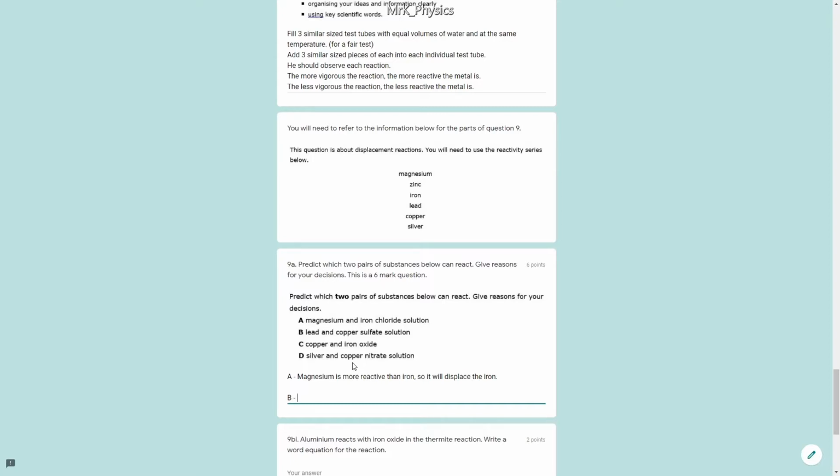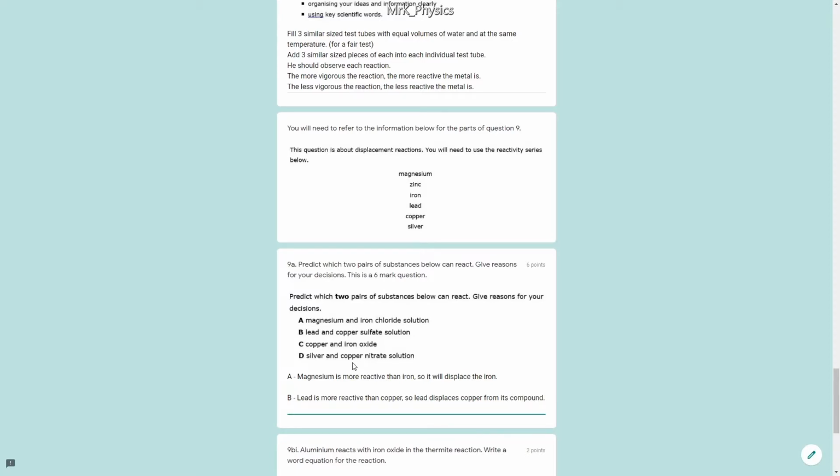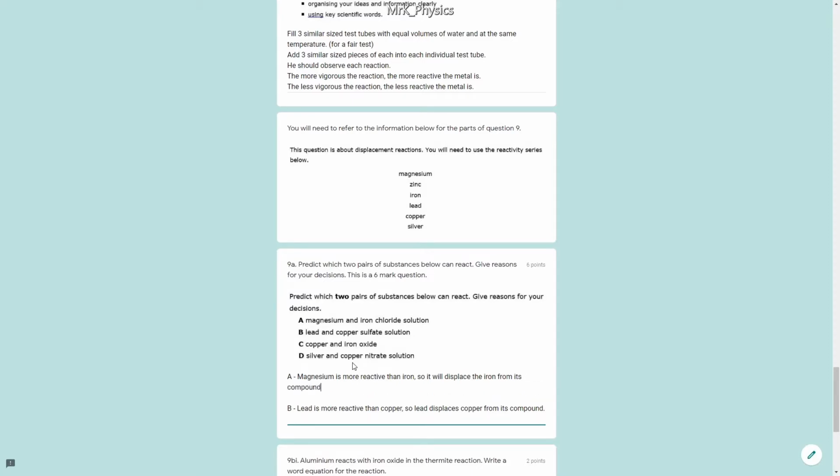So let's have a look at the same format here. Lead is more reactive than copper. So lead displaces copper from its compound. And if you wanted to, we could even add that one in here, the iron from its compound, just if you want that fullness to your answer. And that's it, that's your 6 marker.